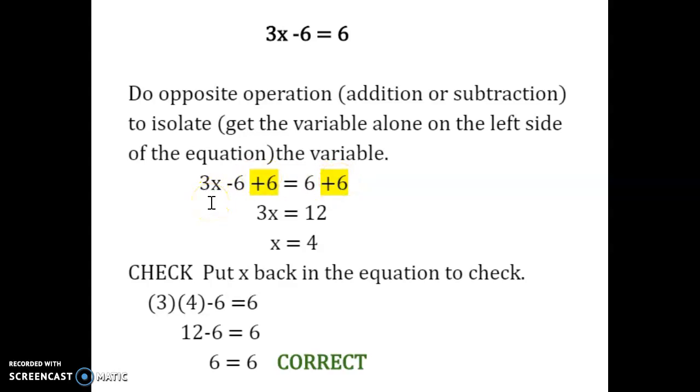Working again from left to right, just as you do when you're reading, we see that we put our 3x down and our negative 6 plus 6 cancels itself out to 0. Then we go to equaling 6 plus 6 is 12. We know from our previous experience that x is going to equal 4.